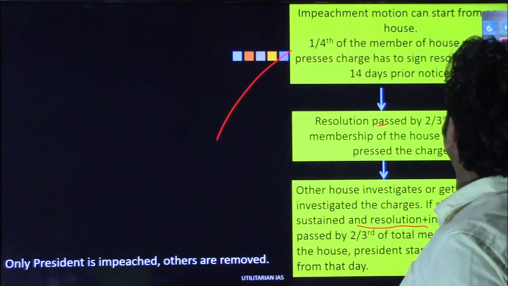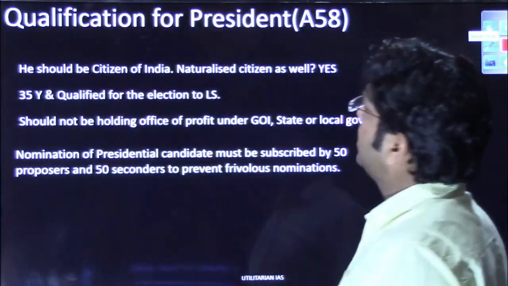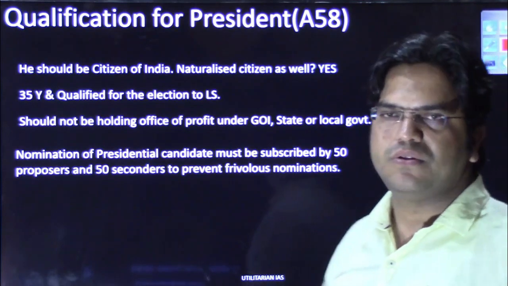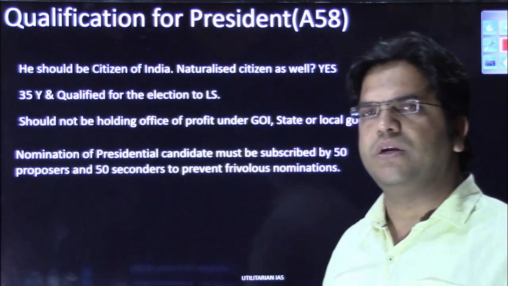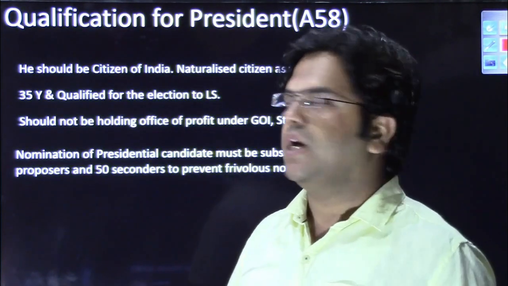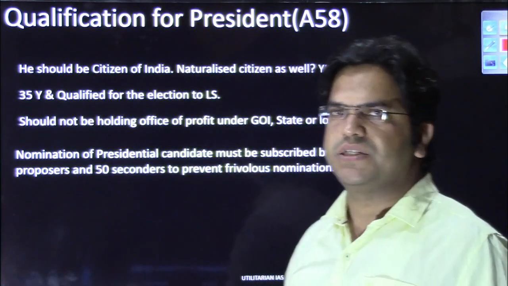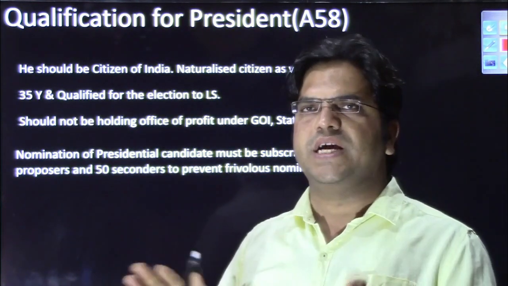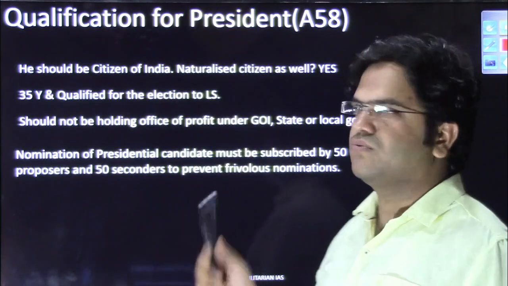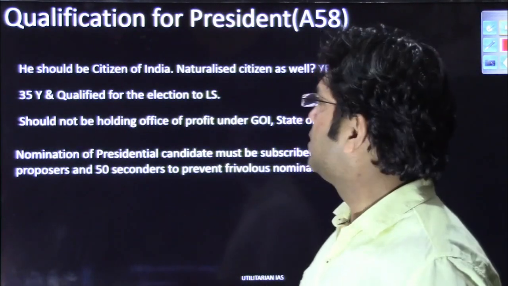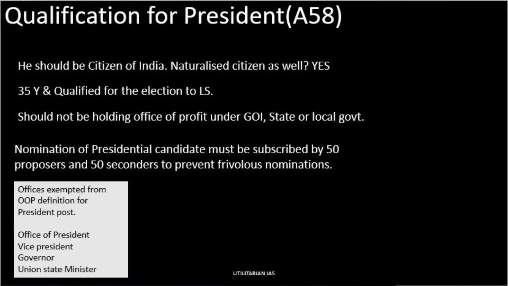Let us move to the next slide, right, and let us discuss what would be the qualification. Although qualification and eligibility criteria and oath and all we should have discussed immediately after election, but because we had to compare the Electoral College, that's why qualification has been put later to this impeachment. So what are the qualifications?